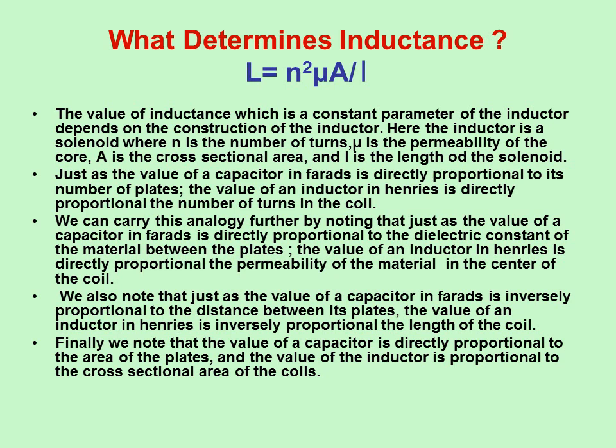Just as the value of a capacitor in farads is directly proportional to its number of plates, the value of an inductor in henries is directly proportional to the number of turns of the coil. We can carry this analogy further by noting that just as the value of a capacitor in farads is directly proportional to the dielectric constant of the material between the plates, the value of an inductor in henries is directly proportional to the permeability of the material in the center of the coil.